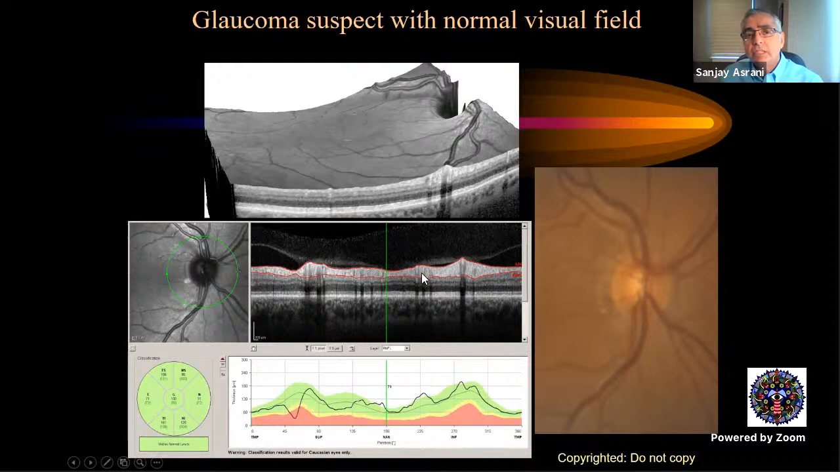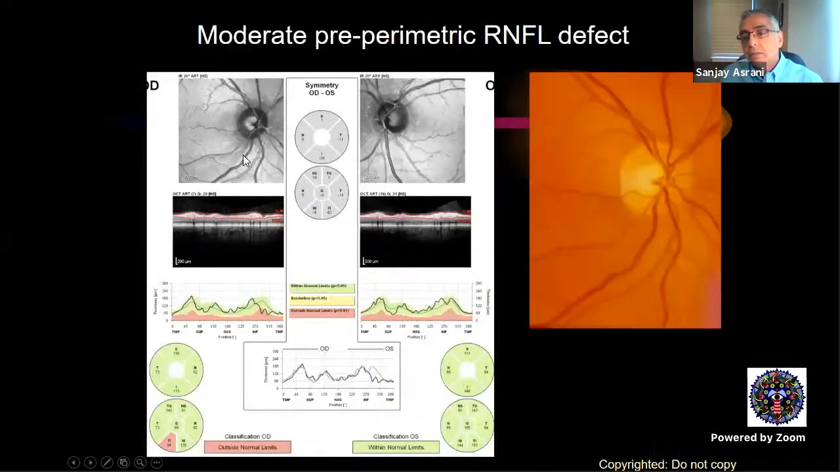Here is a moderate pre-perimetric nerve fiber layer defect. You can see that here. You can see that right here, right down here. What I encourage everyone to do is, rather than looking at these green and pink and red areas, the first place one must look at is the asymmetry between the two eyes, because the two eyes are plotted here. This asymmetry feature is present in all machines, starting from the GDX to Cirrus to OptoView. Every machine has an asymmetry plot.